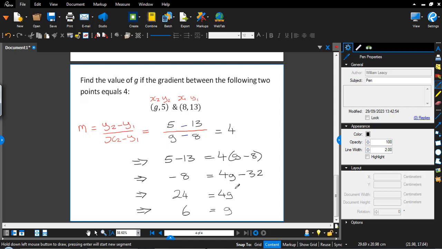Is that right? Well, let's check. 5 minus 8, sorry, 5 minus 13 is minus 8. 6 minus 8 is minus 2. Minus 8 divided by minus 2 is 4. Alright. So if I came up here and I made this 6, we're always going from x1 to x2. So if we go from 8 to 6, it's minus 2, and then if we go from 13 to 5, it's minus 8. Alright, done. That's it.